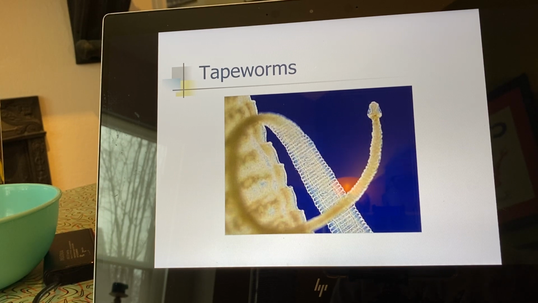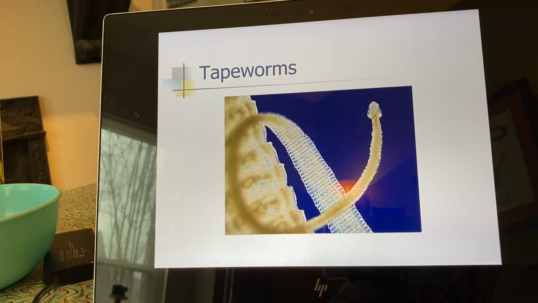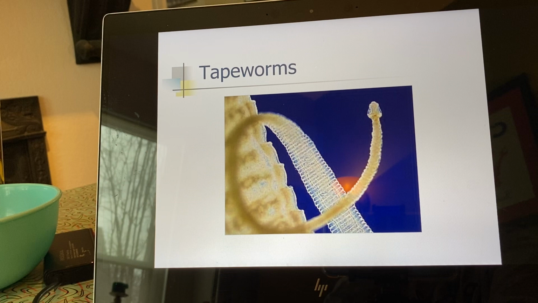I know for dogs, it's a one-time treatment, so I don't know why they can't do that for humans. I know there's a difference in the physiology, but normally when dogs get tapeworms, it's one treatment and then they're good to go.